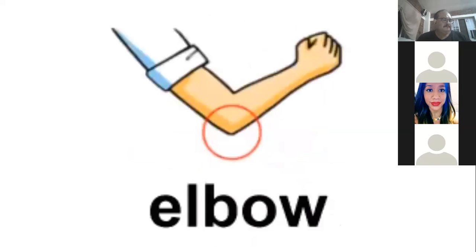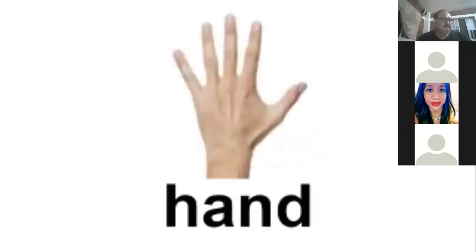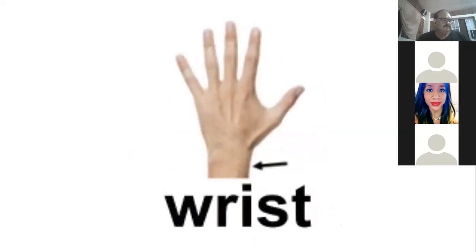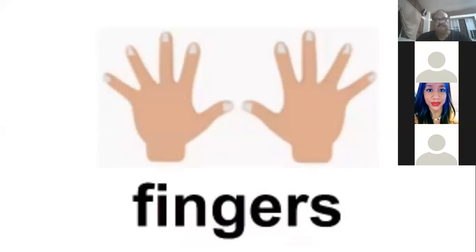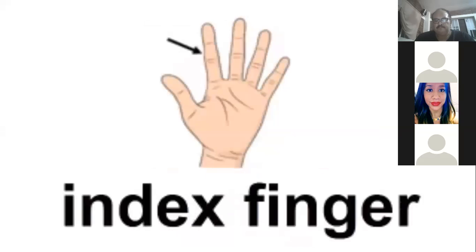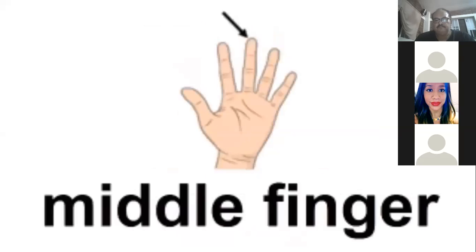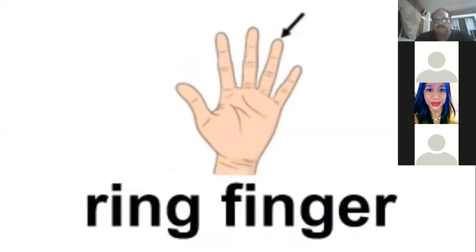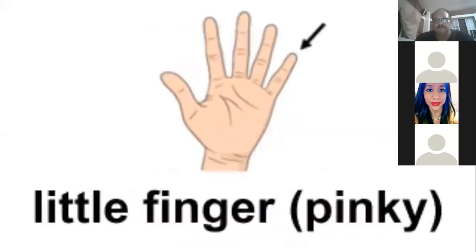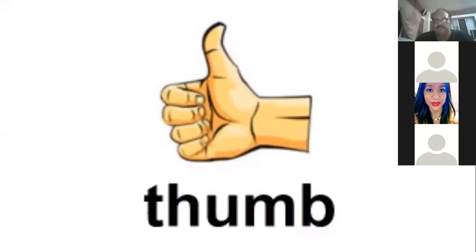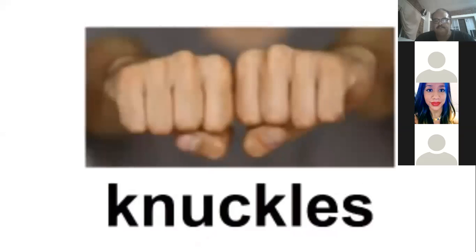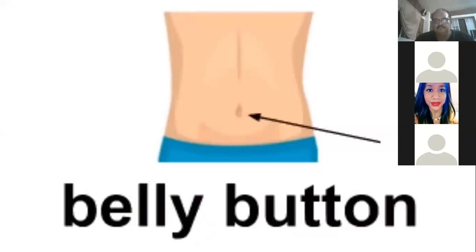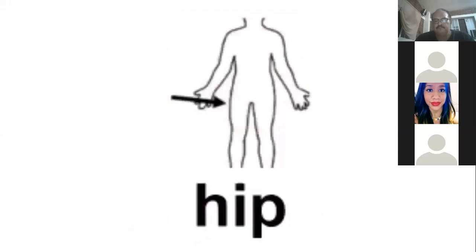Elbow. Hand. Wrist. Palm. Fingers. Index finger. Middle finger. Ring finger. Little finger or pinky. Thumb. Fingernail. Knuckles. Stomach. Belly button. Hip.